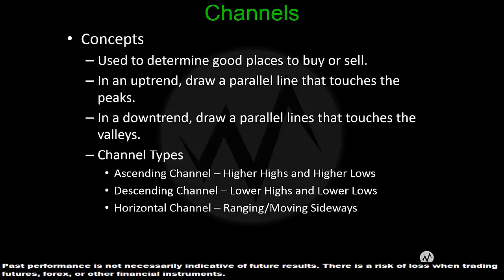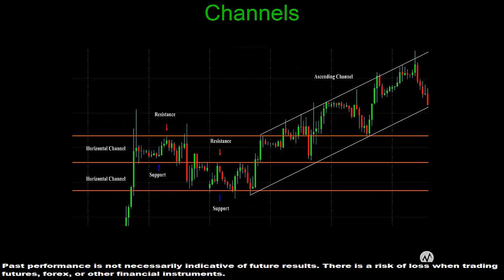And there are really three types of channels here. You have your ascending channel, which is the higher highs and higher lows. Descending channel, your lower highs and lower lows. And of course, you have your horizontal channel, which is just a ranging market that is moving sideways. These are really good for range traders.